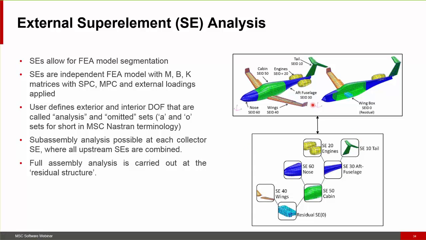So if you look at this airframe here on the right, this is one particular way on how you could segment this FEA model into superelements. There are, of course, many different ways possible, but this is just one chosen way. But any collector analysis can take place at any collector, provided that the upstream superelements are reduced, and then you have the ability to perform analyses either on the superelement level or on the subassembly level or on the full system level. The fact that we support superelements in essence gives you the ability to integrate these analyses in your entire airframe.